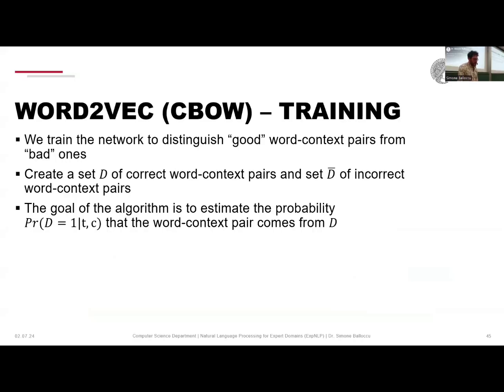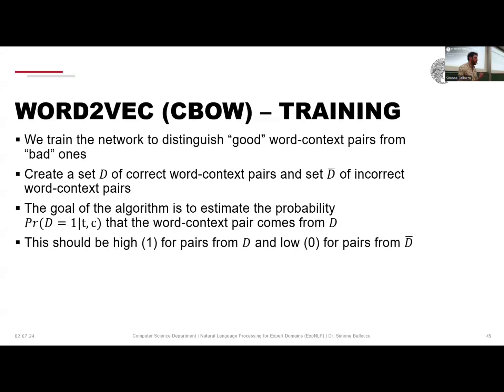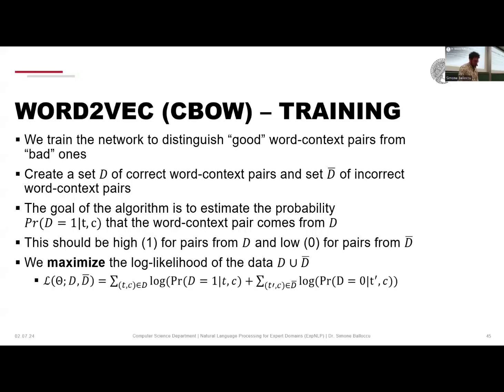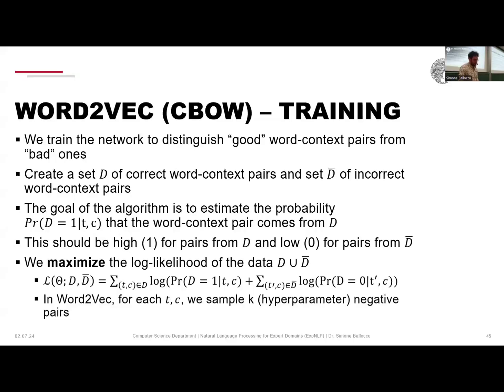The goal is to estimate the probability that D is 1, given the true target in the context, and it should be high for D and low for D bar, because of course, if it's from the wrong side, we don't want this to be 1. We want it to be 0, ideally. And we maximize the log likelihood for this. So that's it. You don't need to know this, don't worry. In word2vec, for each context and target word, we sample k negative pairs. So if k is 10, for each context we're going to create 10 alternative sequences where the word is wrong.